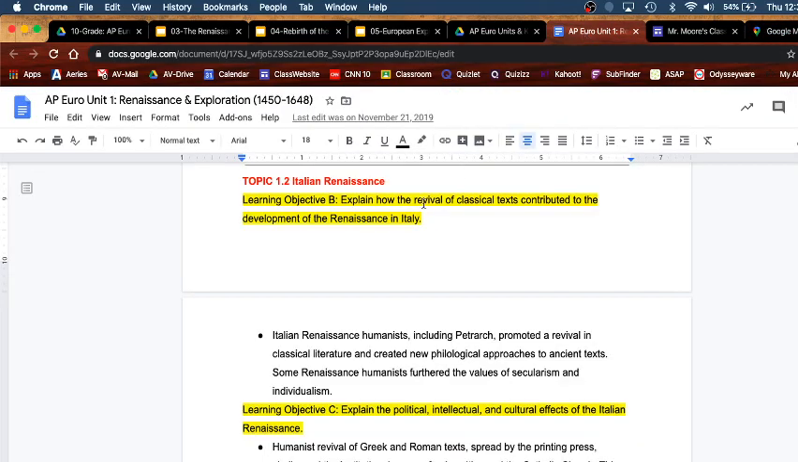And so when it says that we need to be able to explain the revival of classical texts, that means that these people who were living in Italy started to go back and study ancient Greek and Roman writers. It says Italian Renaissance humanists, including Petrarch, promoted a revival in classical literature and created new philosophical approaches to ancient texts. Some Renaissance humanists furthered the values of secularism and individualism.